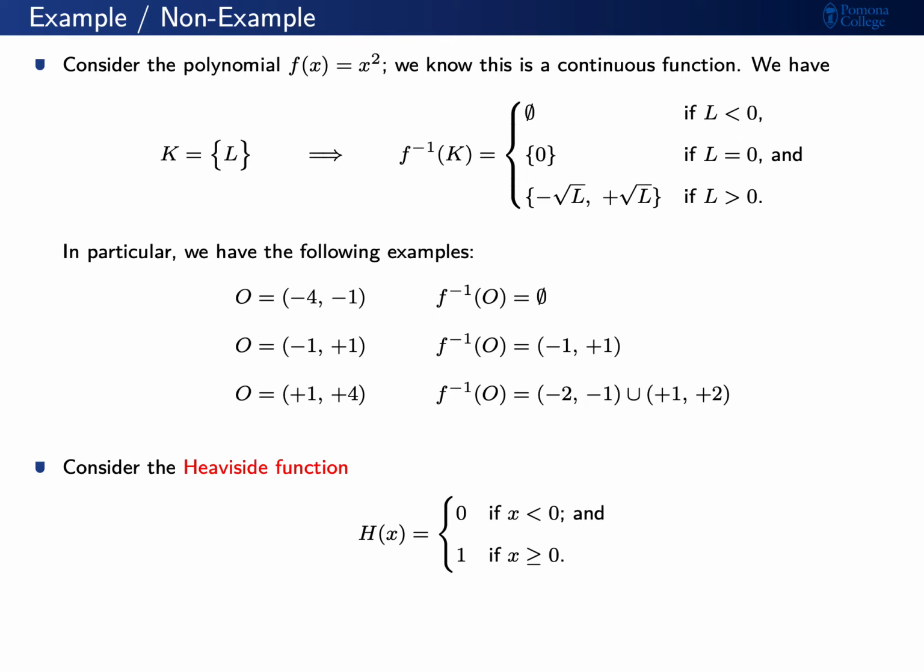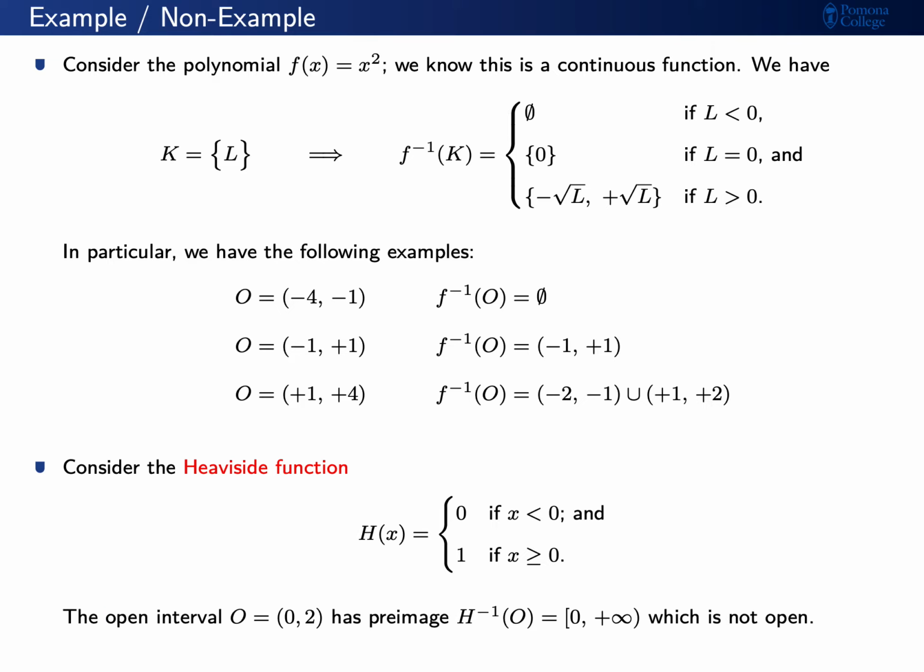As a non-example, let's consider the so-called Heaviside function. This is a function h where h of x is 0 whenever x is negative, and h of x is 1 whenever x is greater than or equal to 0. Let's consider the open interval from 0 to 2. Then the inverse image is the half open interval from 0 to infinity, where we contain x equals 0.